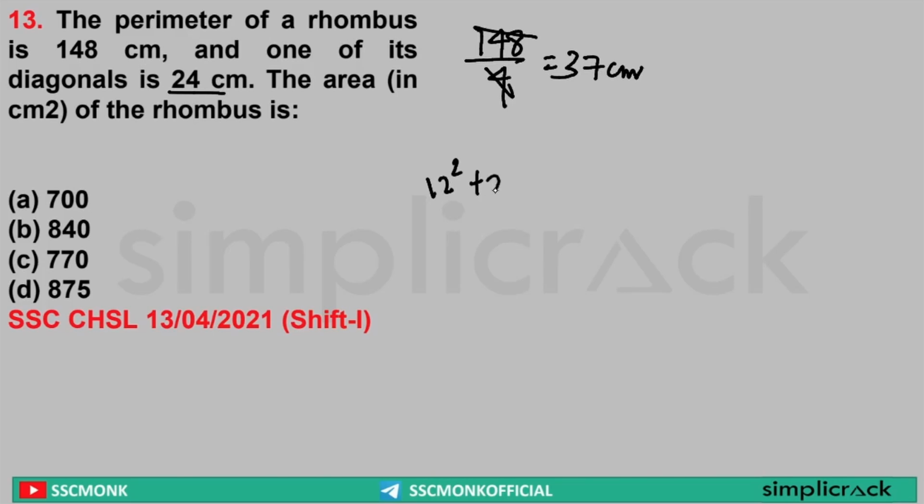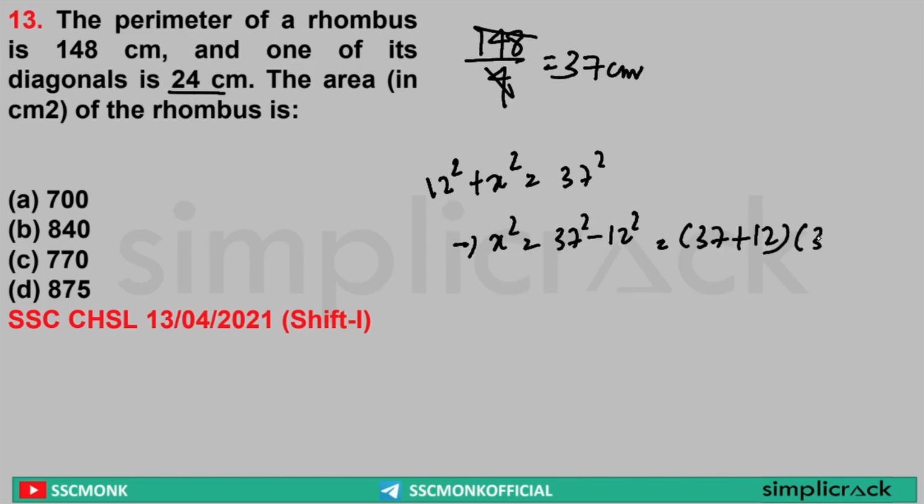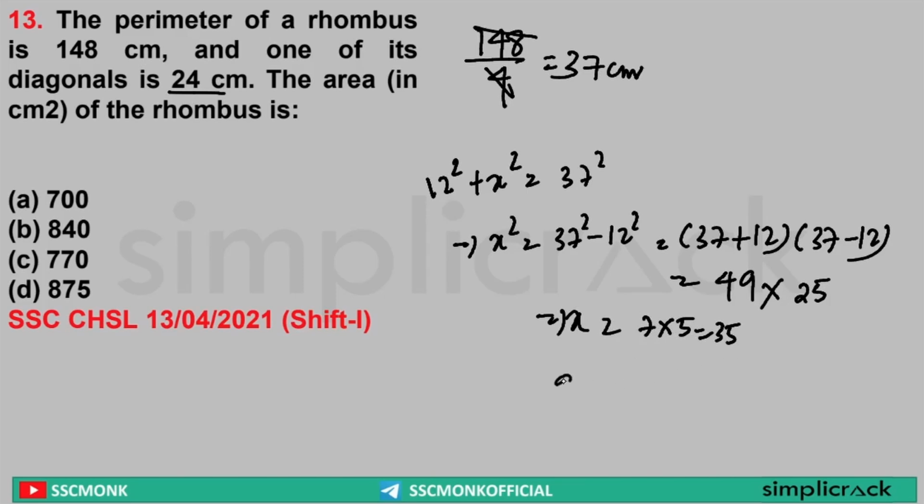Now we know if one diagonal is 12, all of 12 square plus x square is equal to 37 square. So I can write x square is equal to 37 square minus 12 square. Now even if you do not know anything, 37 plus 12 into 37 minus 12. So 37 plus 12 is equal to 49 into 25. So x square is this much. So x is equal to 7 into 5, that is equal to 35. That is half of the diagonal. So the total diagonal 2 will be 35 into 2, that is 70.